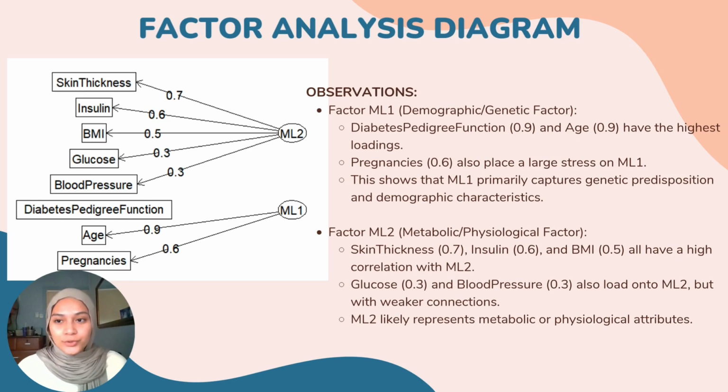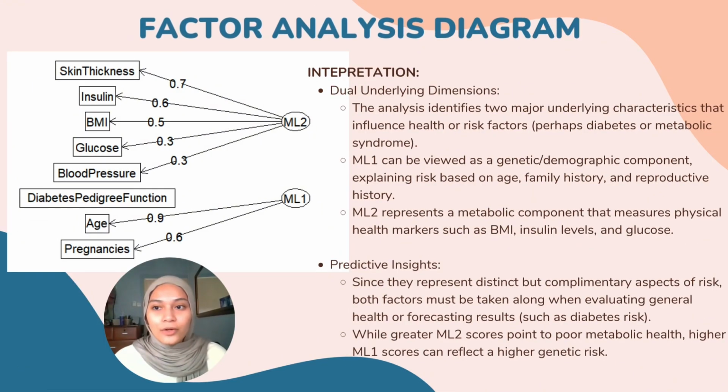Factor 2, ML2, is linked to metabolic and physiological features, as evidenced by high loadings from skin thickness 0.7, insulin 0.6, and BMI 0.5. This factor most likely explains health indicators related to body composition and metabolic function. The contrast between these two components demonstrates that risk factors are organized around two major areas, which are genetics and metabolism. This information can aid in targeted health therapies and address both inherited predisposition and lifestyle factors.